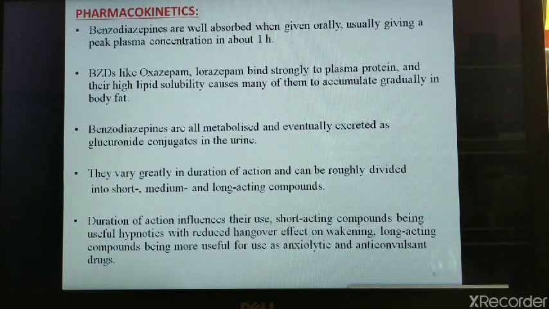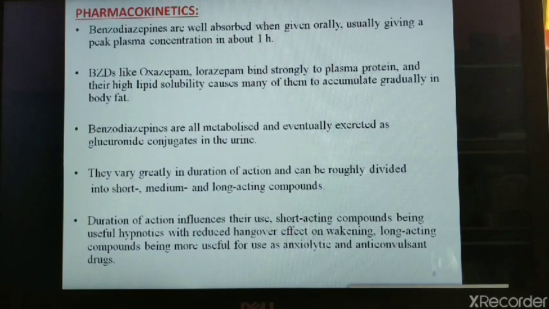And the duration of action influences their use, the short-acting ones being used as hypnotics with reduced hangover, the long-acting compounds being more useful as anxiolytics and anticonvulsant drugs.